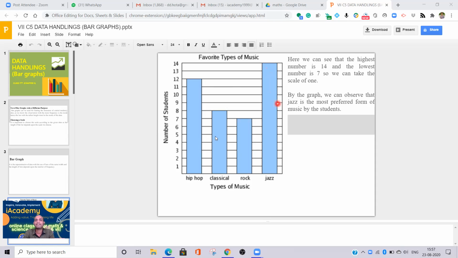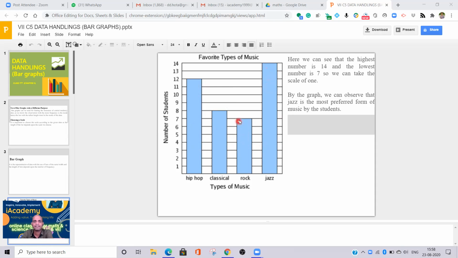There is nothing that you cannot discover here. If you give it to a small baby also, he can say which one is highest. Undoubtedly, he can say it's jazz. Jazz music is 14, right? So 14 people voted for jazz. So jazz is number 1. Then second, this is 12, hip hop. Third is classical, and fourth one is rock. Clear? Okay. So this is what it is called.